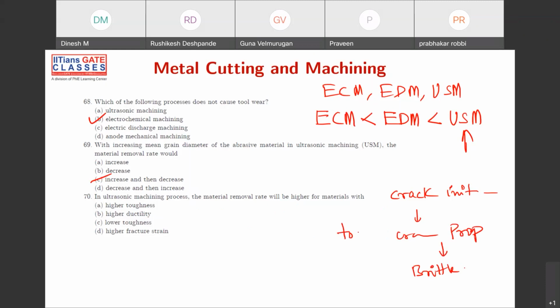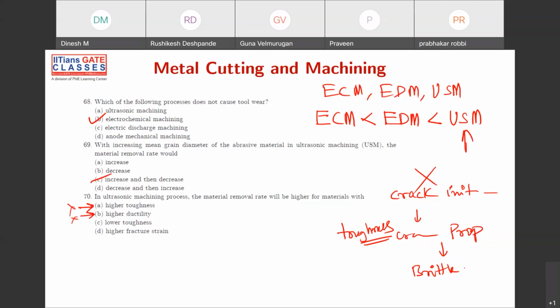What do you mean by toughness? Anyone? It is energy absorption capacity, right? If the material has high energy absorption capacity, there is no point of crack at all. So the answer is not higher toughness. If you have high ductility, it means it has higher toughness. So this second option also is not correct.